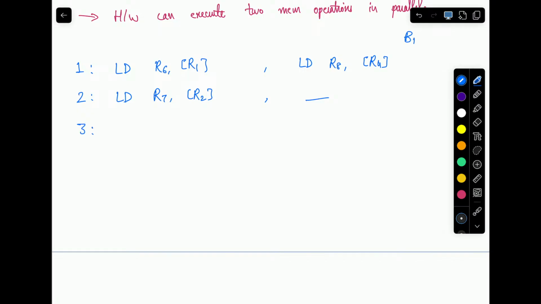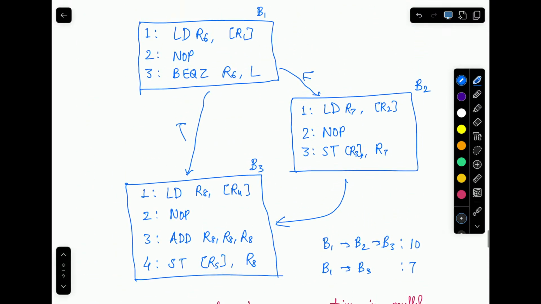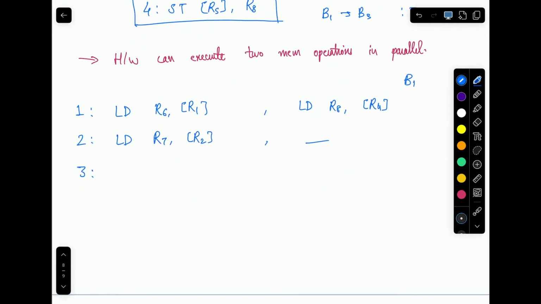In cycle 3, what can I do now? I can execute this add, I can execute this branch. Can I execute this store? Not yet, because it's control dependent. So I can actually utilize this cycle for both the slots, and I can decide to schedule branch R6 comma L, and the second instruction could be add R8 comma R8 comma R8. Am I still in the same basic block? Can I continue in the same basic block, or now do I need to create a new one?